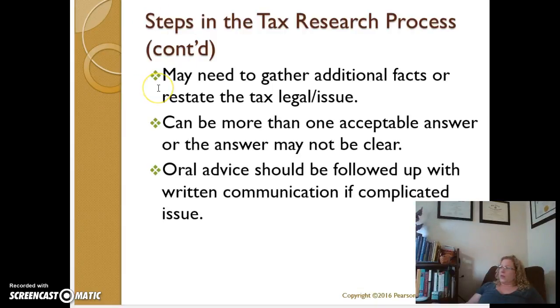Remember that you may need to gather additional facts or restate the tax or legal issue. There can be more than one acceptable answer, or the answers may not be clear. We call this a gray area. Oral advice should be followed up with written communication if it's a complicated issue.